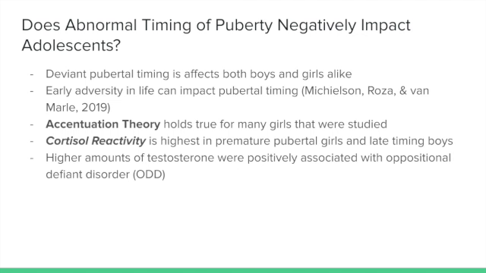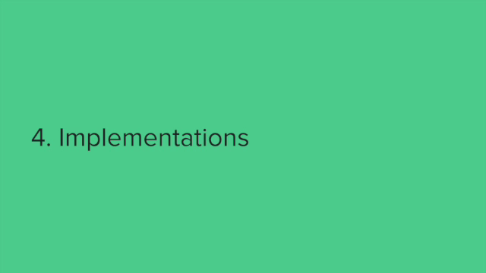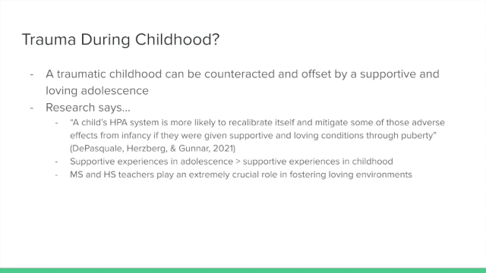Another paper talked a lot about trauma during your childhood, and they mentioned that a traumatic childhood can be counteracted and offset by a supportive and loving adolescence. And what it said was, and here's another quote, a child's HPA system is more likely to recalibrate itself and mitigate some of those adverse effects from infancy if they were given supportive and loving conditions through puberty. So your HPA system, that's a big, long scientific word, but essentially the HPA system is the center of the brain that plays an important role in the body's response to stress.